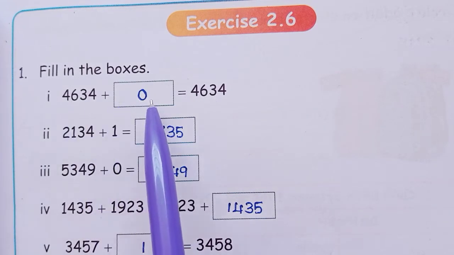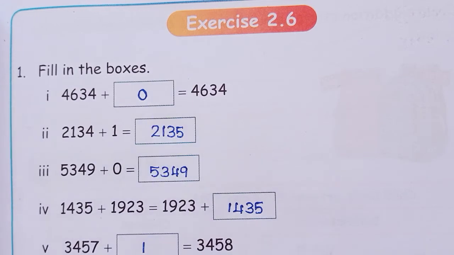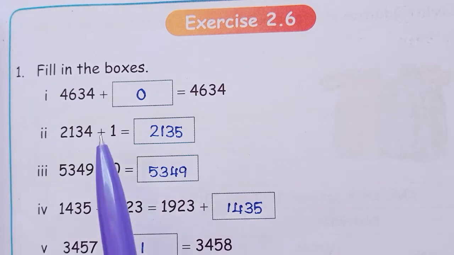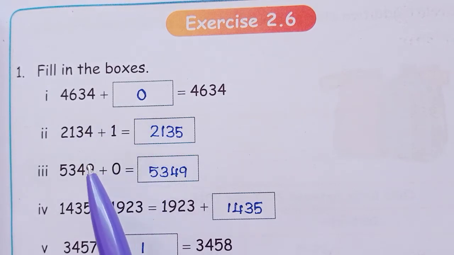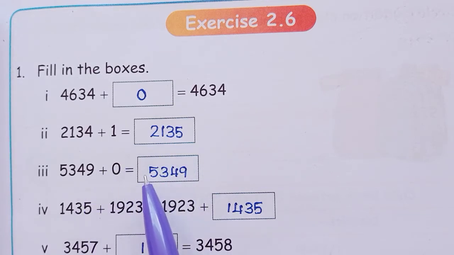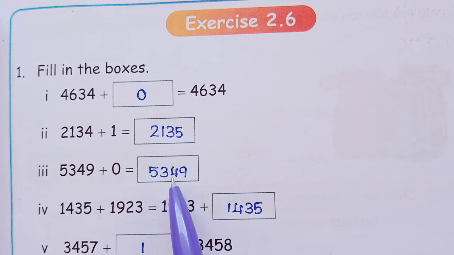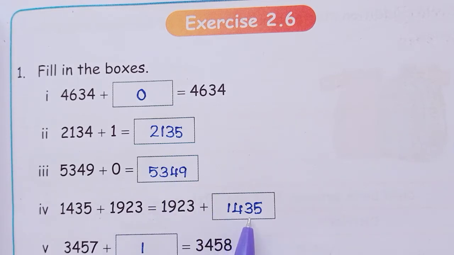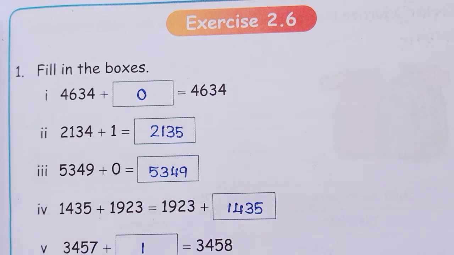Yes. First one answer 0. Right? All of you open your book and write this one. The first one answer 0. Second one answer 2135. Third one answer 5349. Fourth one answer 1435. And the fifth one answer is 1. All of you have understood? All of you have written?